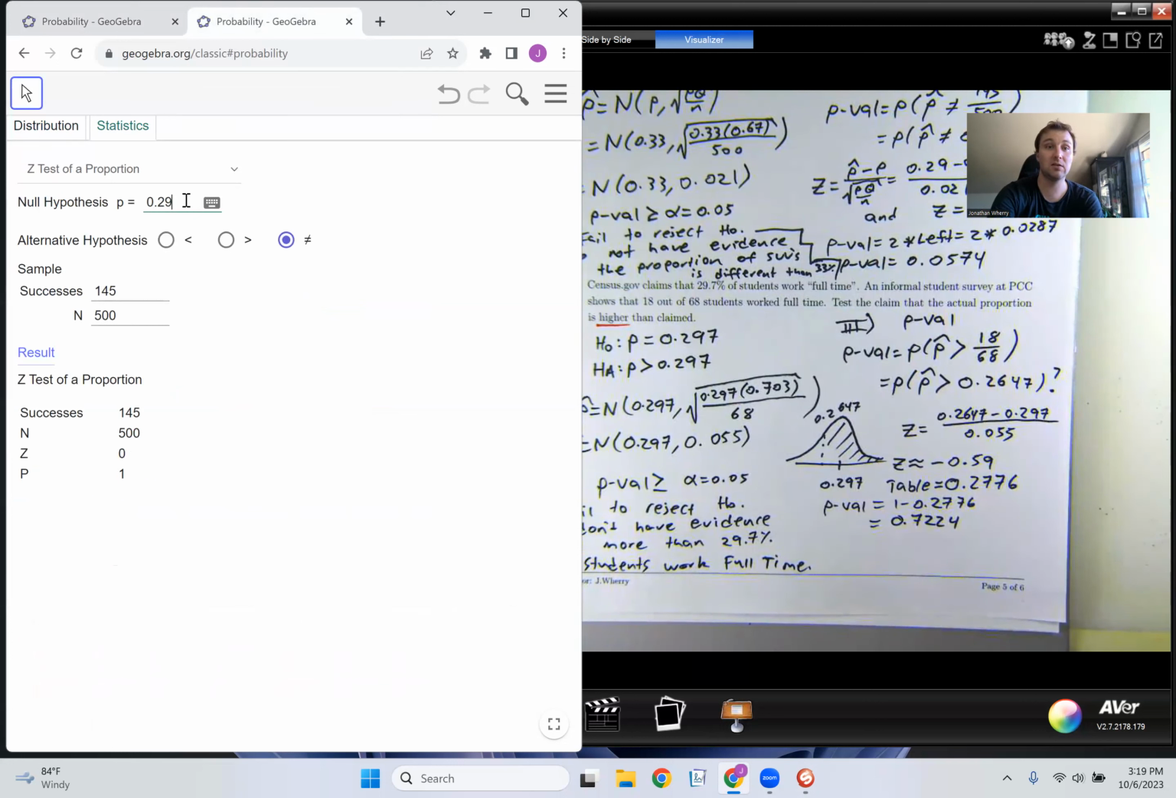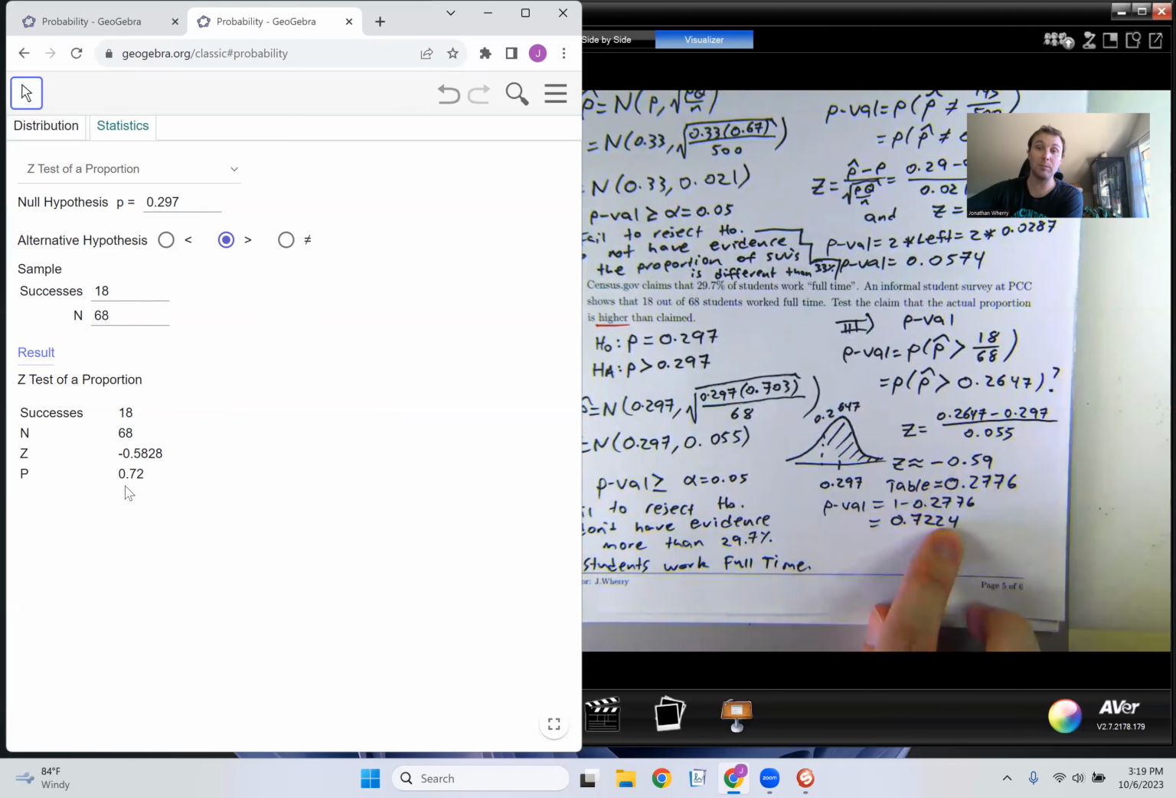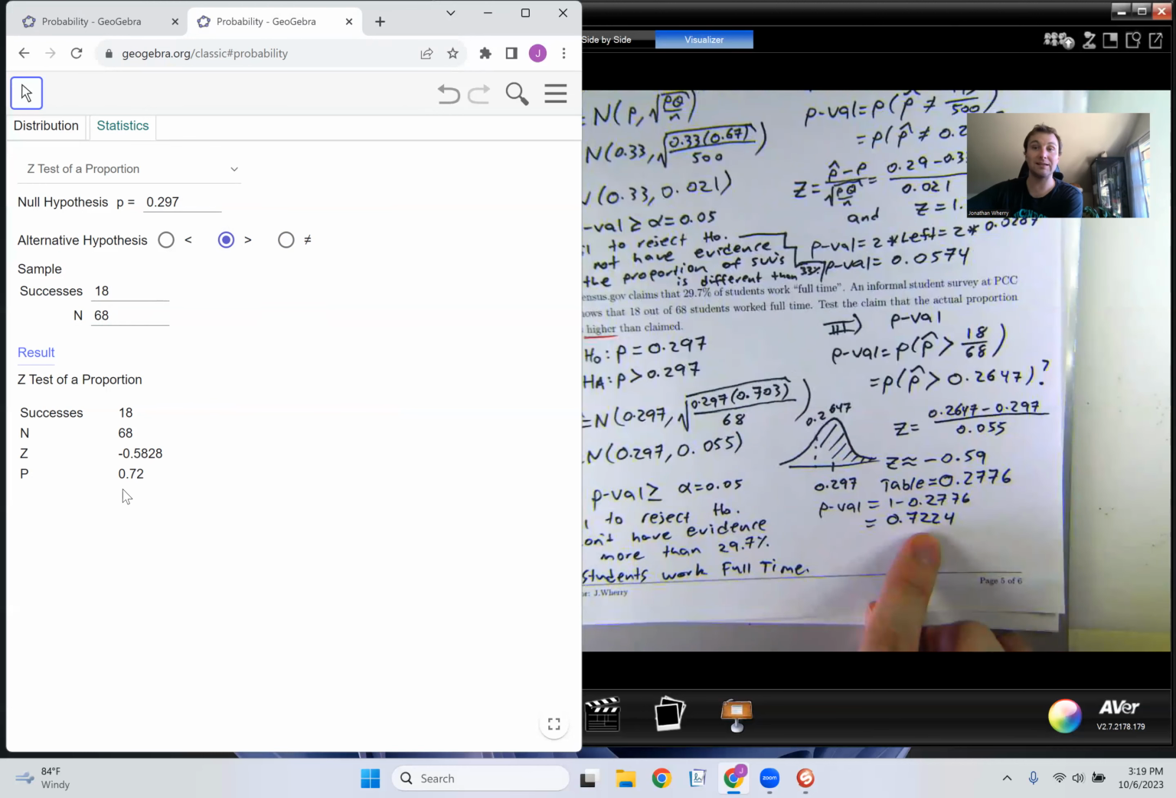If I want to check the whole test, I'm looking at z-test of a proportion. The claim is 29.7%. There have been 18 successes out of 68 trials. I am testing for more. I think it's higher than claimed. So I'm choosing the more symbol. And when I do so, this gives me a z-score, up to a little bit of rounding, of negative 0.58. That's looking pretty good. And it's giving me a p-value of 0.72. That's the same p-value I got.